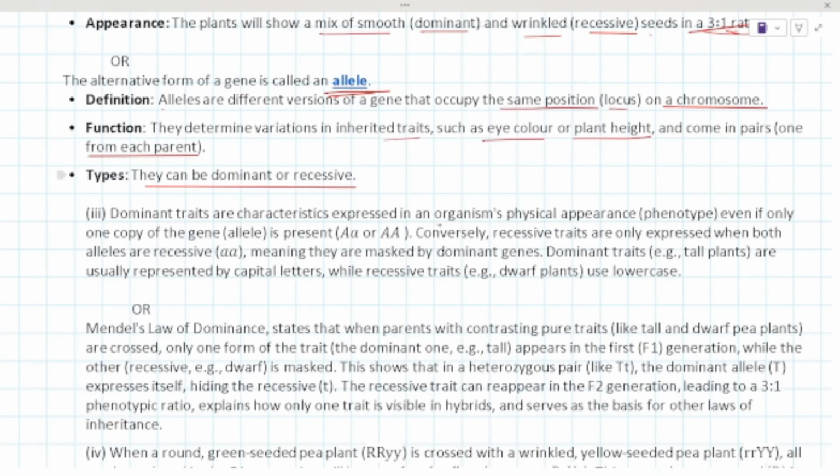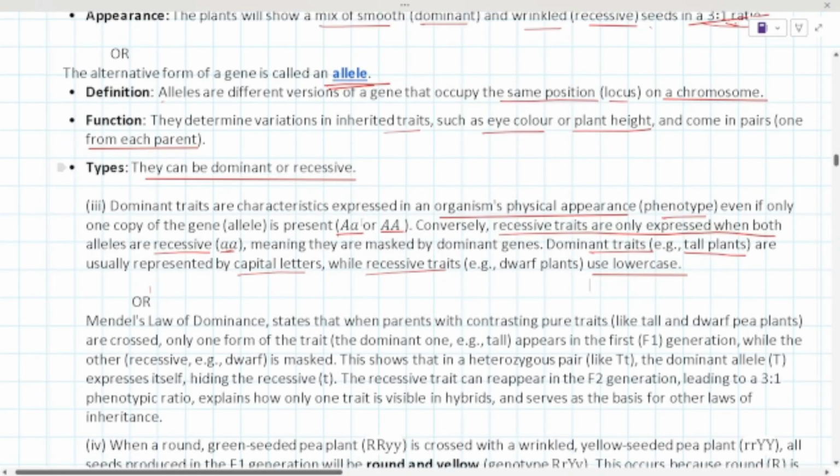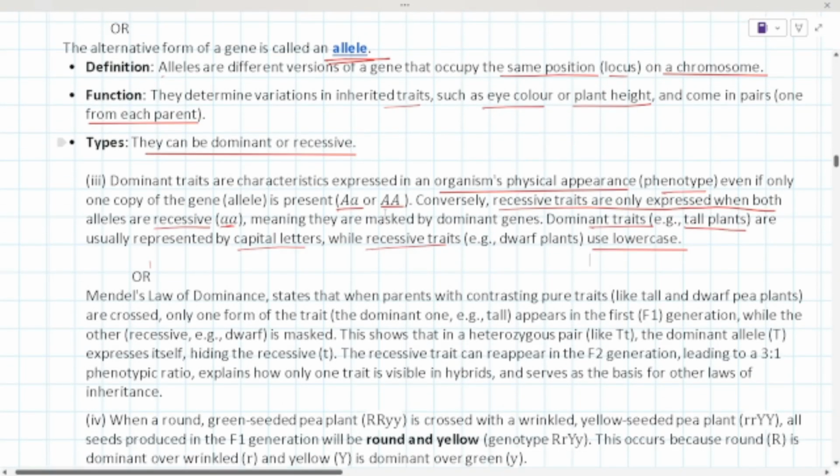Dominant traits are characteristics expressed in an organism's physical appearance, the phenotype, even if only one copy of the allele is present, that is, capital A and small a, or A A. Conversely, recessive traits are only expressed when both alleles are recessive, that is small a. Dominant traits, for example a tall plant, are usually represented by a capital letter, while recessive traits, for example a dwarf plant, use lowercase. So that is the basic difference. Clear?